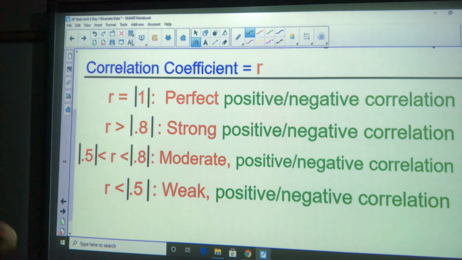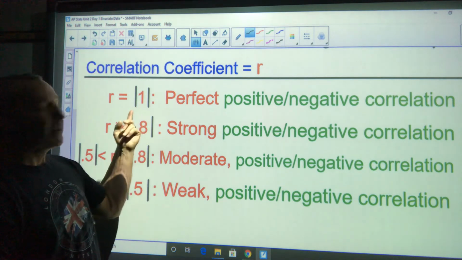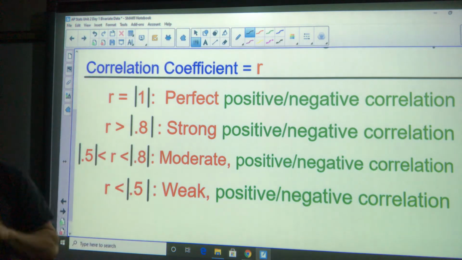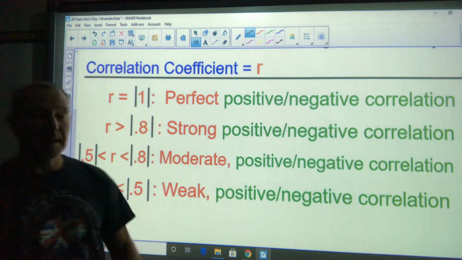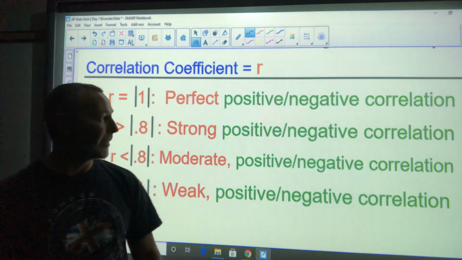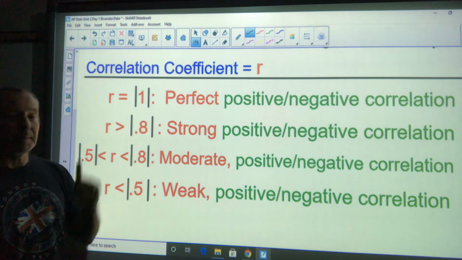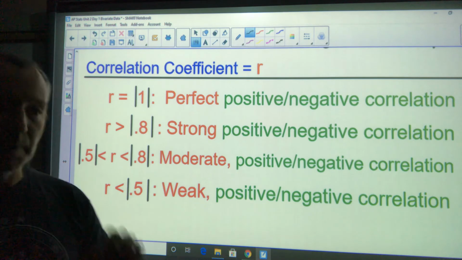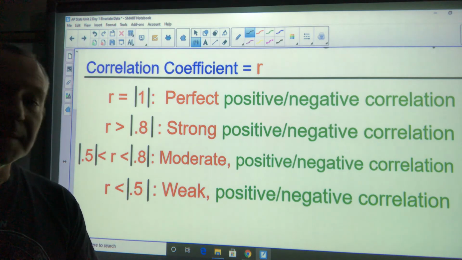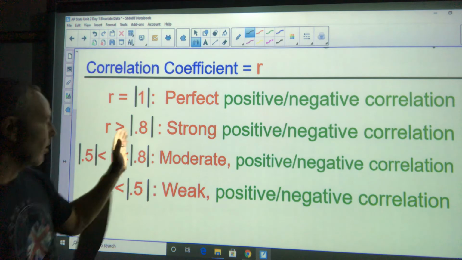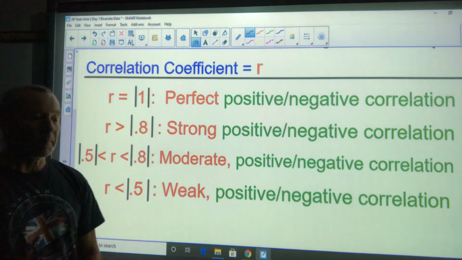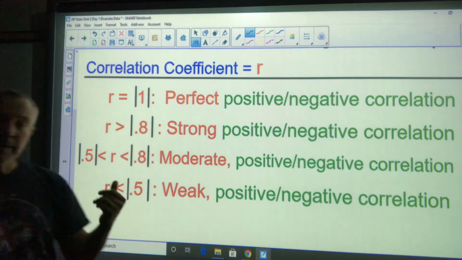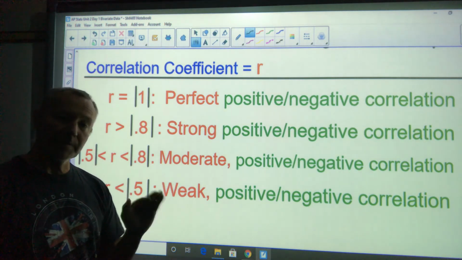Okay, this is our rating system here. Okay, I put absolute value on there because if it's positive or negative, it doesn't matter. That's up or downhill. But if a correlation of a group of data is 1, it's perfect positive or negative correlation. Every point's on the line. We talked about that. Okay? All right, anything greater than 0.8. Okay, so 0.8 is debatable too. It depends on who you talk to. But 0.8, 0.82, 0.85, 0.97, all those are strong. Anything stronger than 0.8, okay, is considered strong positive or negative correlation. Okay, less than 0.8 but greater than 0.5 would be considered moderate, either positive or negative correlation.